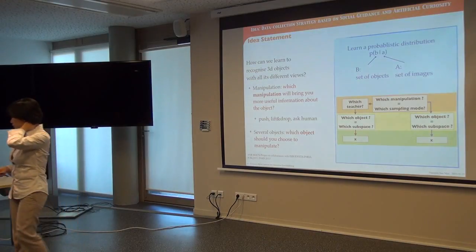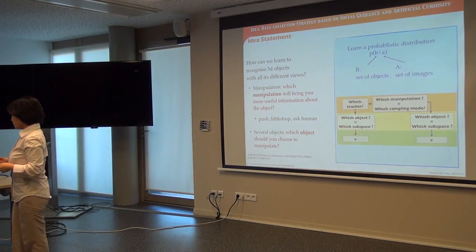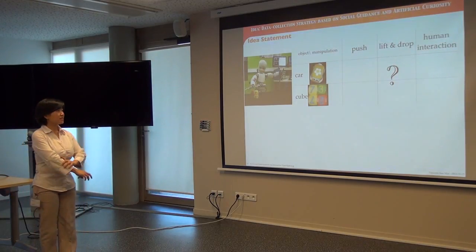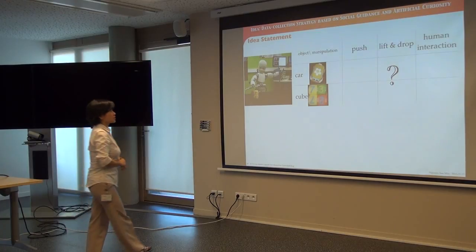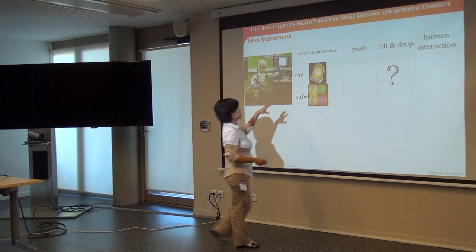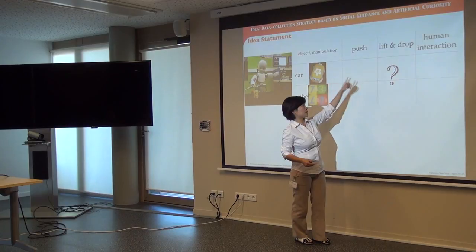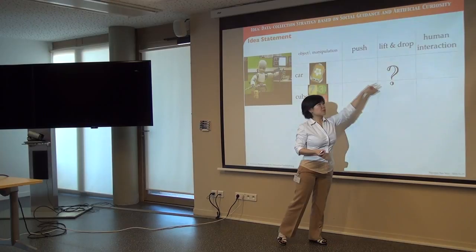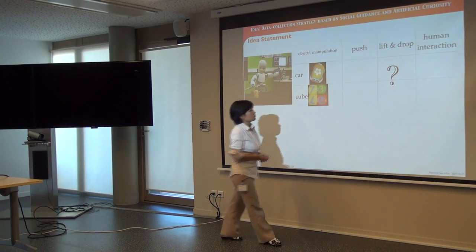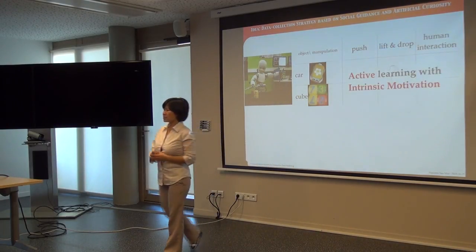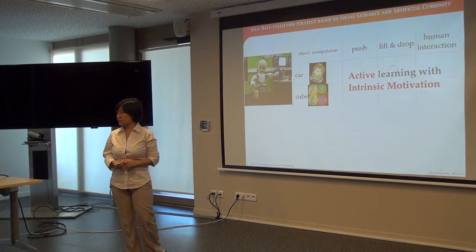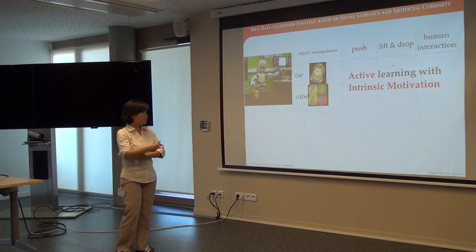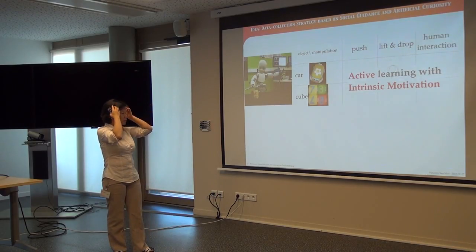So we have here two questions. How to do it could be very simple in this case. It can be summed up in this two-dimensional table where you have different objects and manipulations. So you have to decide at each point of time which of those combinations you want to choose. And our idea, as I said, is to have active learning with intrinsic motivation based on competence progress, which has proved efficient for learning goal-oriented exploration.